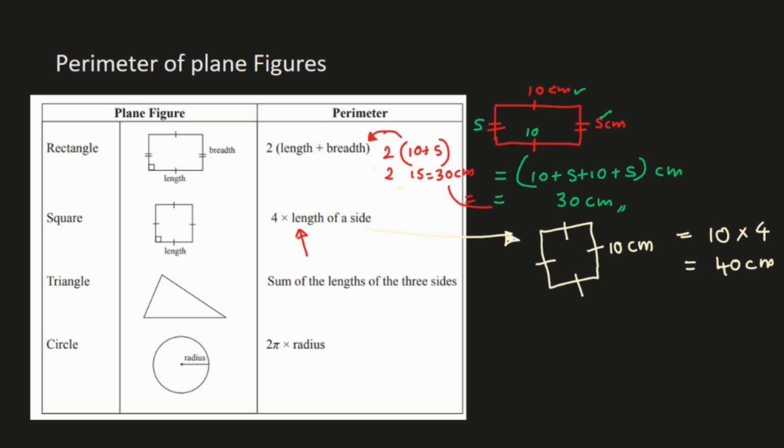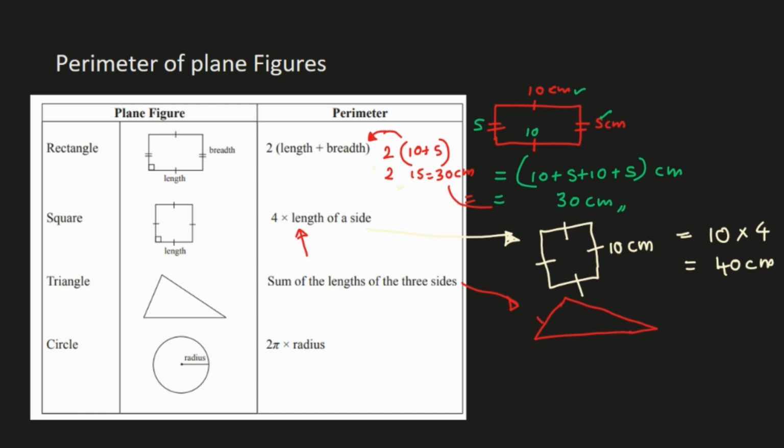Now let's go to a triangle. What happens to a triangle? The sides of a triangle can be either equal to each other or different from each other. If they are different, the sum of the lengths of the three sides will be equal to the perimeter of the triangle.